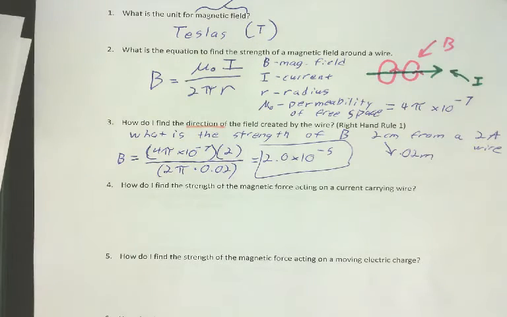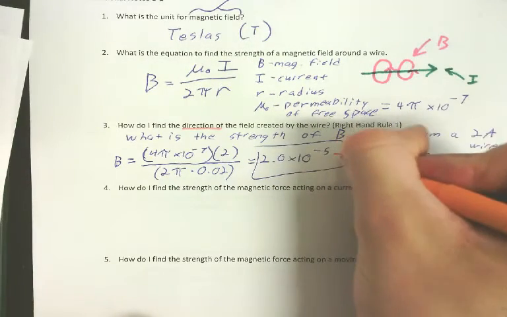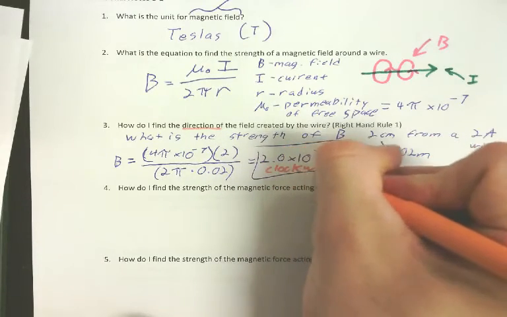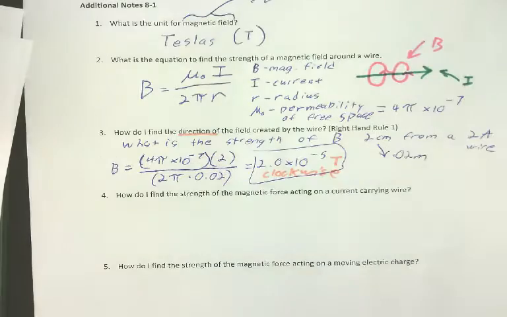So, to answer my final question, I need to know the direction. Well, I drew my current to the right. So I stand there and I say, thumb goes to the right. Curl my fingers in a fist of anger. What direction do my fingers go? They go clockwise. So my answer would be 2.0 times 10 to the negative 5th Teslas clockwise. There you go. That's it.